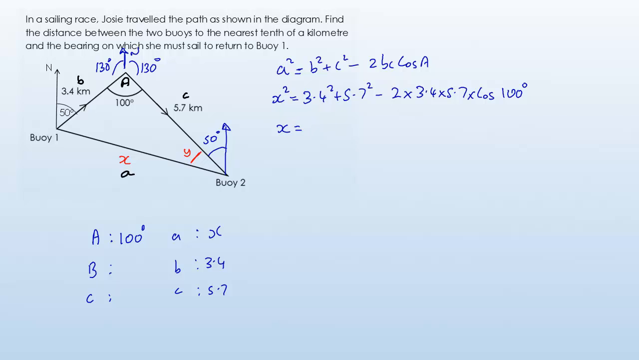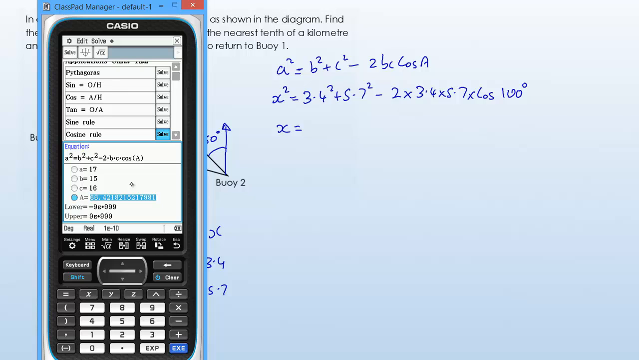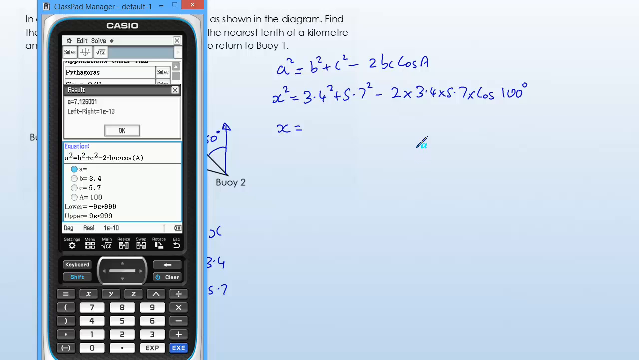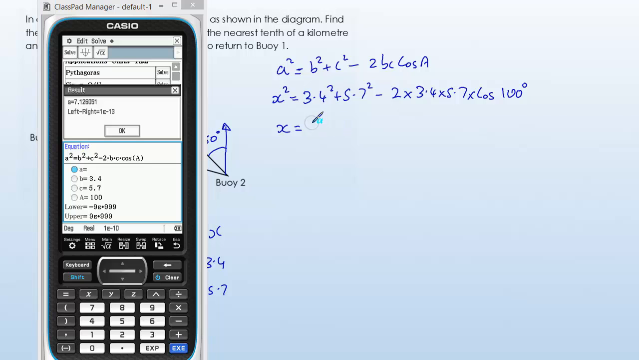So we can calculate x and we can use an e-activity to do that. So I'm on the cosine rule e-activity. What am I trying to work out? I'm trying to work out a. So let's clear that. Now my b here is 3.4. And my c is 5.7. And my angle is 100. So that gives me 7 point... Well, I was supposed to give it to one decimal place, wasn't I? So 7.1.